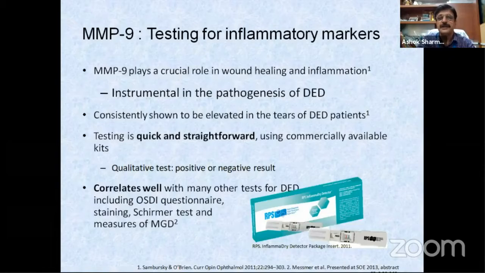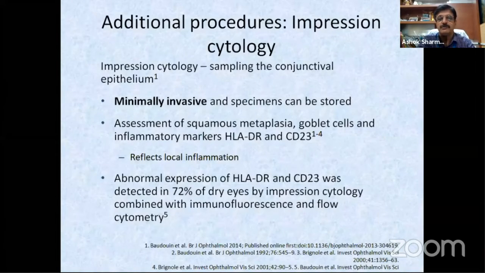As pointed out earlier by Dr. Rao, MMP9 is a major marker, and we can quantify it. And after quantifying, we can also use it as a marker for deciding whether this patient can be put on immunomodulation or not.